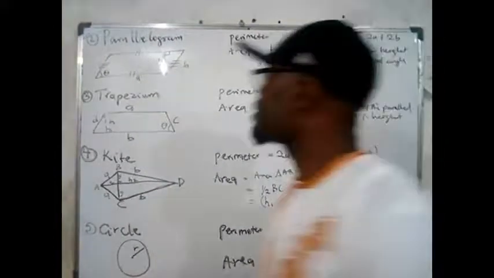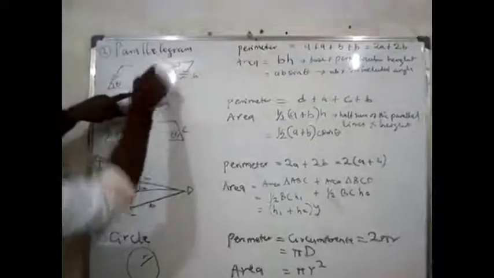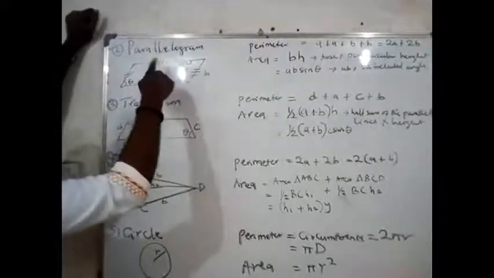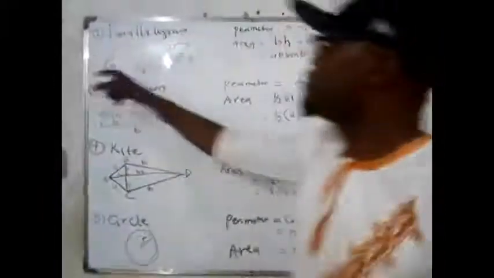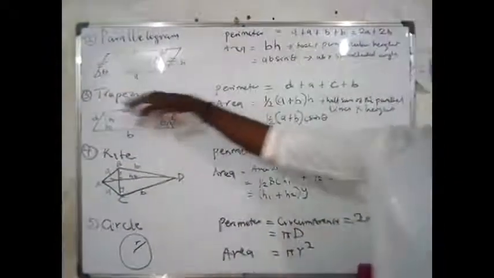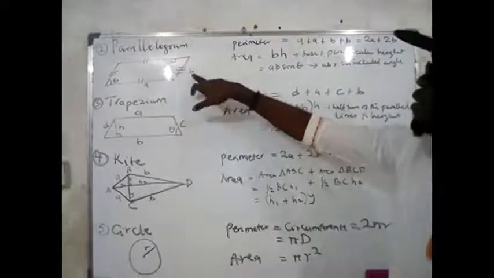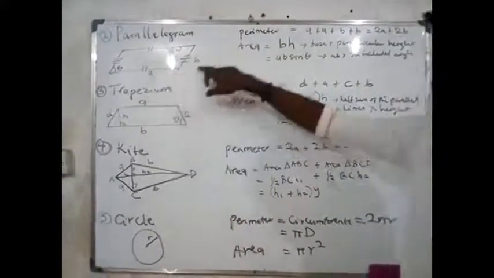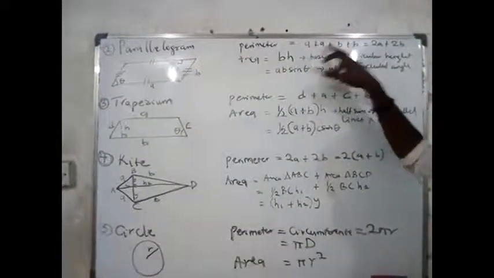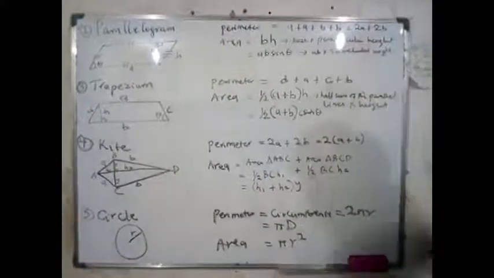Is that clear? A parallelogram is a shape with four sides, opposite sides equal. If this is A, also know that the opposite is A. If this is B, also know that the opposite is B. And the perimeter is simply, you know what a perimeter is? The length around the shape, isn't it? So it's going to be A plus B plus another A plus another B. So you have A plus A plus B plus B. If you collect like terms, 2A plus 2B.